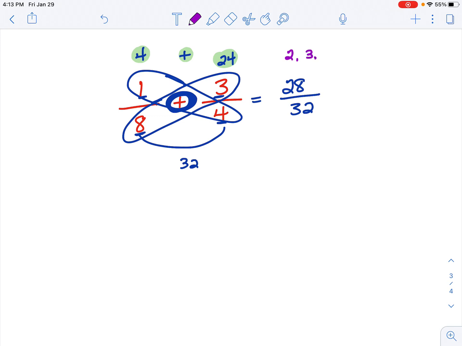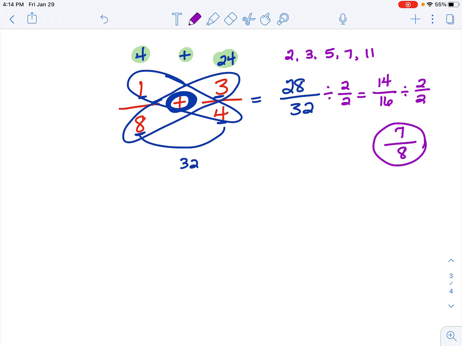So then we have to use our 2, 3, 5, 7, 11. Well, 28 is an even number, and 32 is an even number, so I know I can reduce it by 2. And you can use your calculator again. 28 divided by 2 is 14, and 32 divided by 2 is 16. Well, look, guys, 14 and 16, they're both even too. So I can reduce it by 2 again. So 14 divided by 2 is 7, and 16 divided by 2 is 8. Now I know that's reduced because they're neighbors.